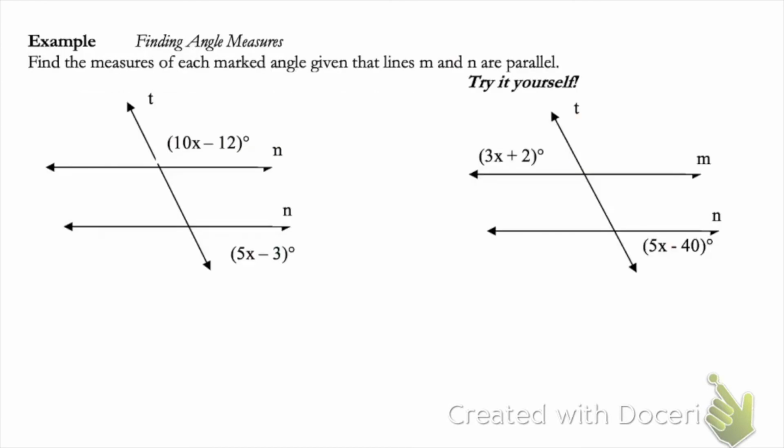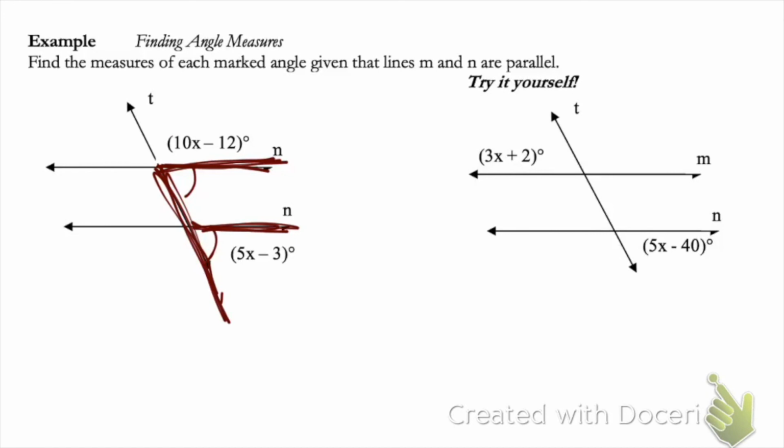Okay, we're going to do some examples where we find the measure of an angle, given some expressions for angles. For this first one, we need to figure out if these two angles, the 10x minus 12 degree and the 5x minus 3 degree, are alternate interior, alternate exterior, corresponding, vertical, anything. They're definitely not vertical, and they can't be either alternate interior or exterior because they're on the same side of the transversal.